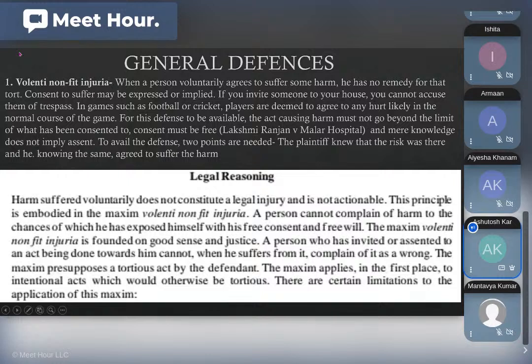All right. So harm suffered. We'll start this passage. Legal reasoning under this was a previous year CLAT paper. Harm suffered voluntarily does not constitute a legal injury and is not actionable. This principle is embodied in the maxim volenti non-fit injuria. A person cannot complain of harm to the chances of which he has exposed himself with his free consent and free will. The maxim volenti non-fit injuria is founded on good sense and justice.